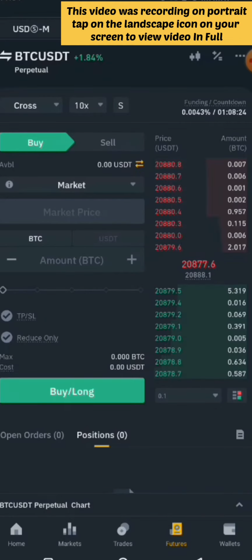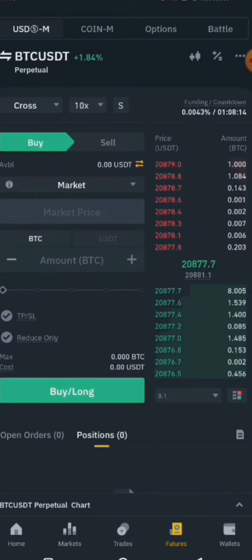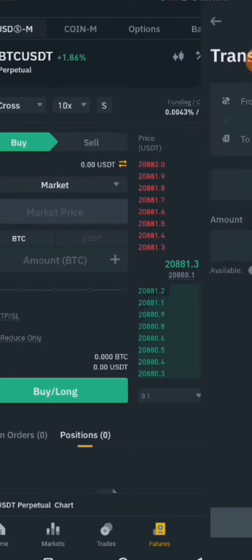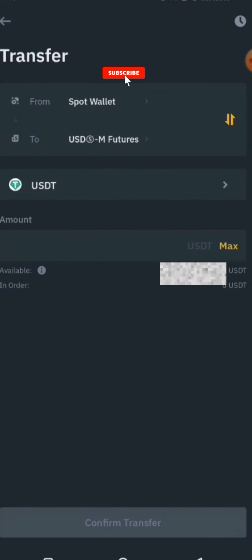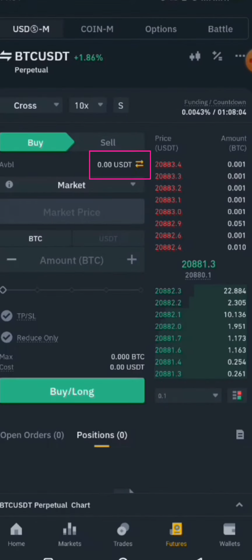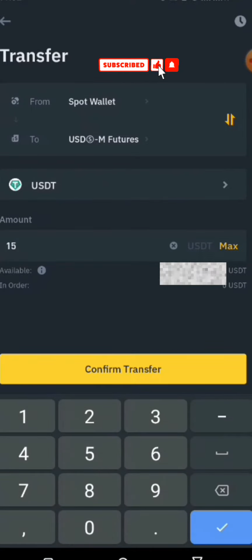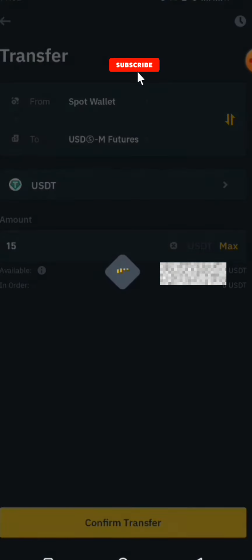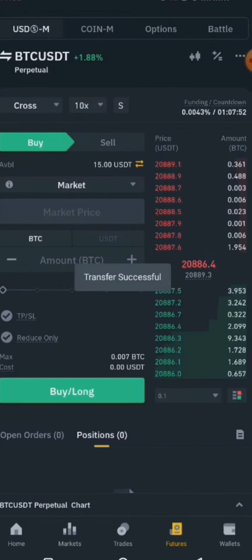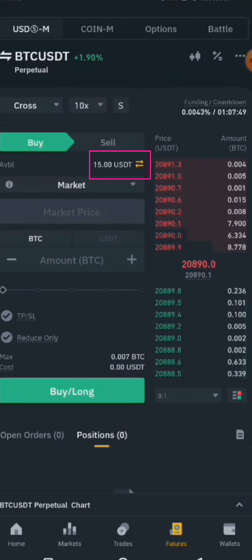When you head over to the futures platform, what we need to do first of all is to fund our futures wallet. As you can see, our available balance is 0.00 USDT, and we're going to be funding it with $15, which I'll be giving out to one of my lucky subscribers. To fund it, you tap on the yellow arrow here, and then we transfer our assets from our spot to our USD futures. In this video I'm going to be using the $15 that I'll be giving out. So I'll confirm transfer, and then we've funded our wallet with $15.